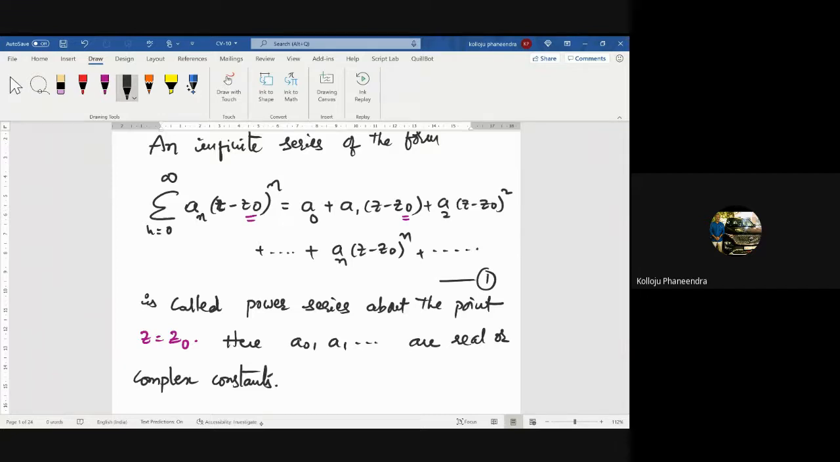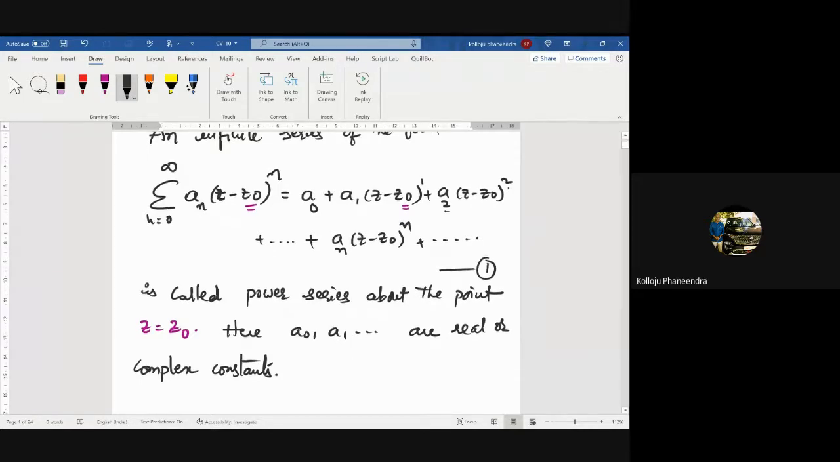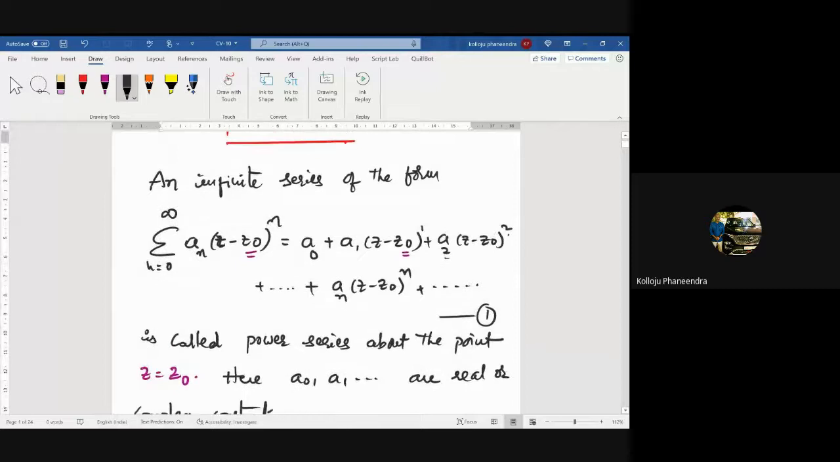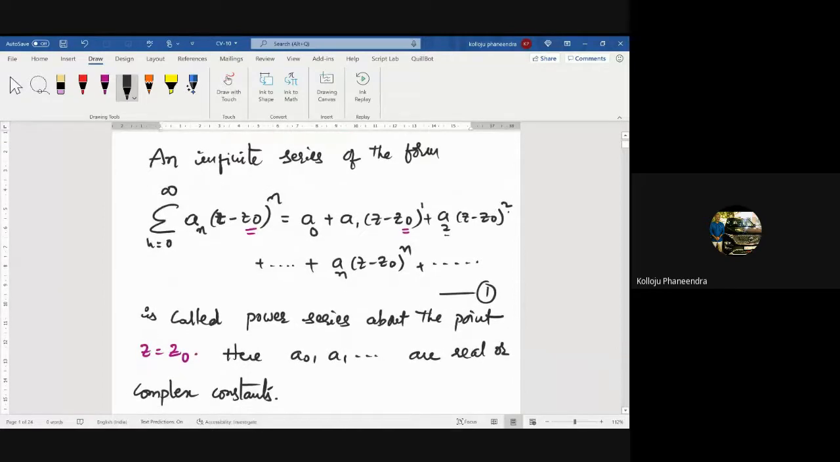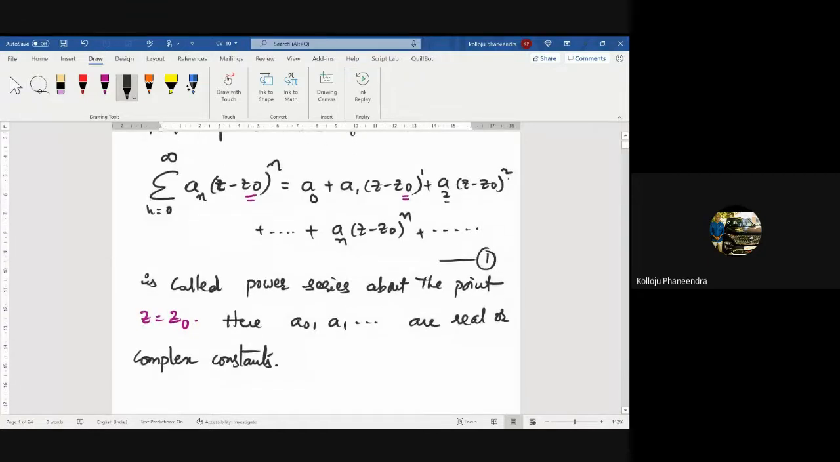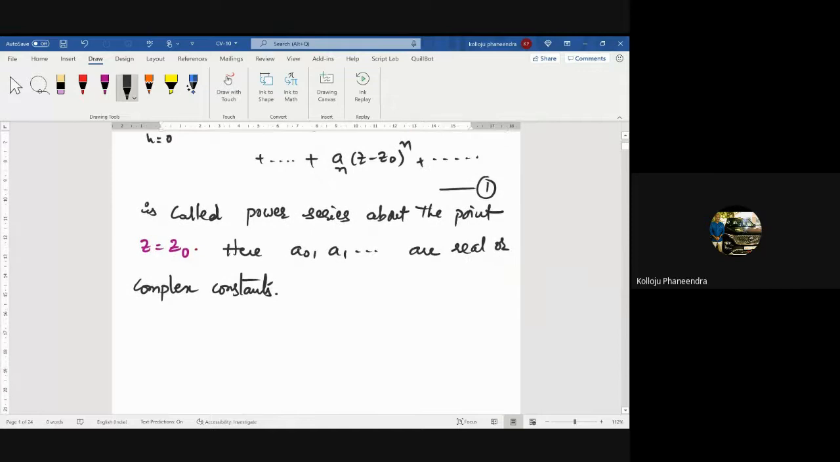What is that? A naught, first write the constant, plus a1 into (z minus z naught) power 1, plus a2 into (z minus z naught) power 2, and so on. Such series is called power series about the point z equal to z naught. And for this series, convergence, same like in real series we discussed about convergence, divergence, like that. Here also we have to discuss convergence of the power series.